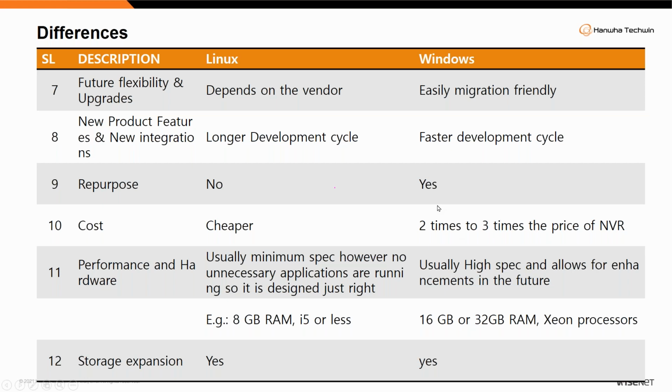So initially it may be expensive, compared to an NVR it will be 2 to 3 times more expensive, but in the long term it can be beneficial. But remember this example once again, 2 to 3 times expensive is per NVR. If your NVR is for, say, 1000 cameras, you need 16 NVRs, but with Windows you need only 4. So in that case, the cost of Windows will be cheaper. Keep that in mind: the higher the number of cameras, Windows will be cheaper.